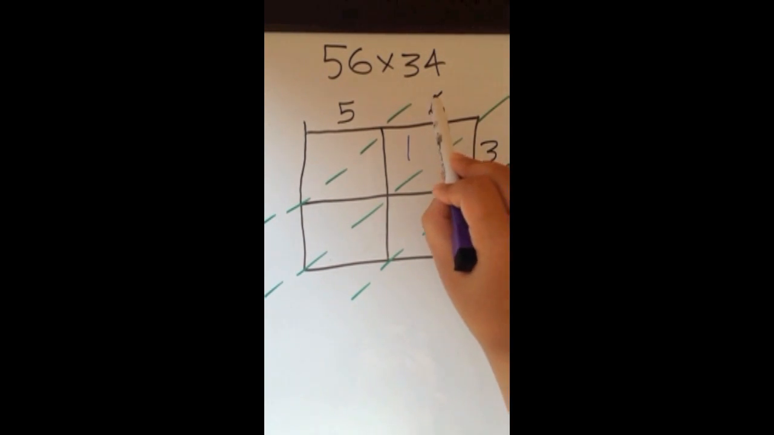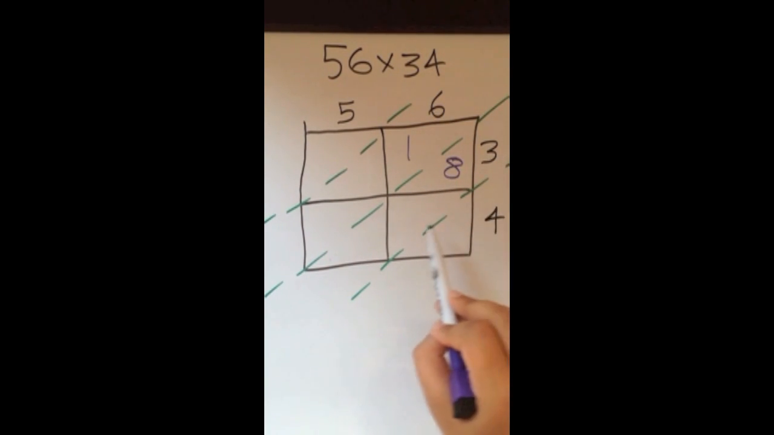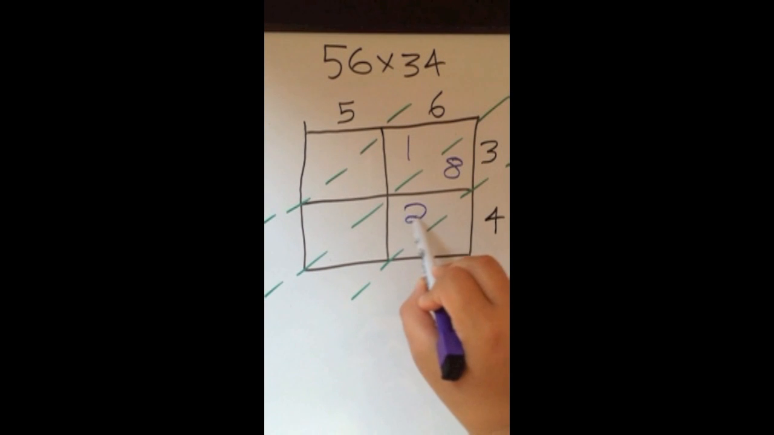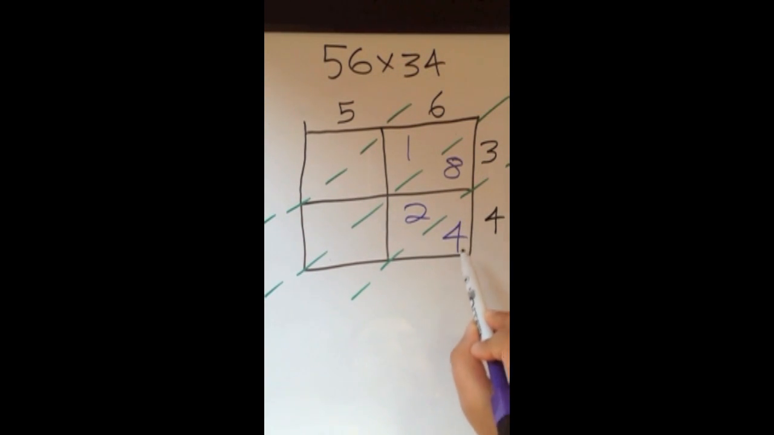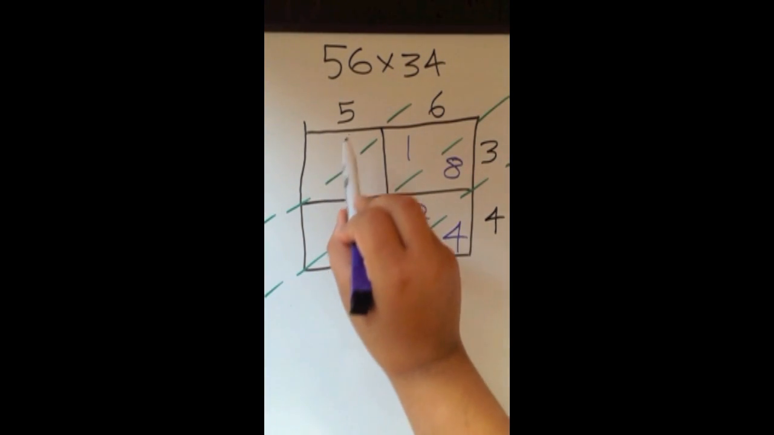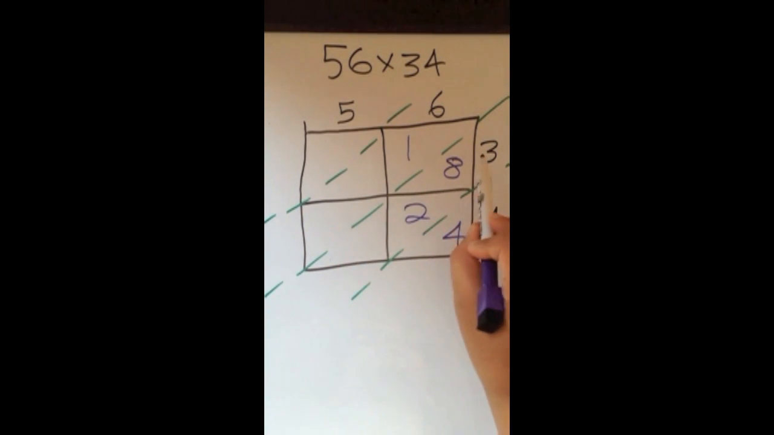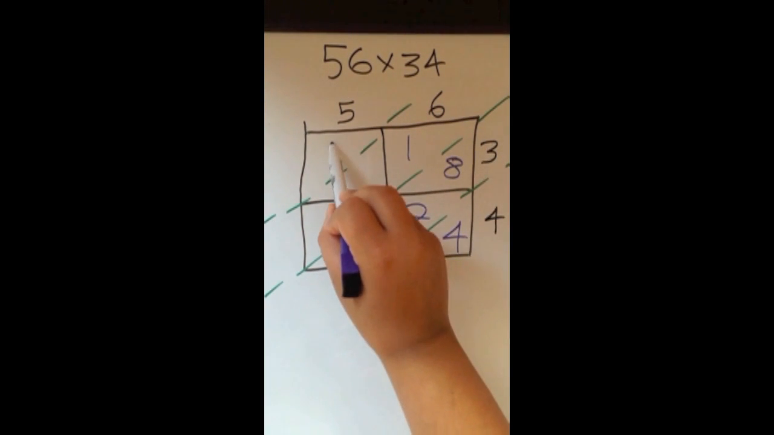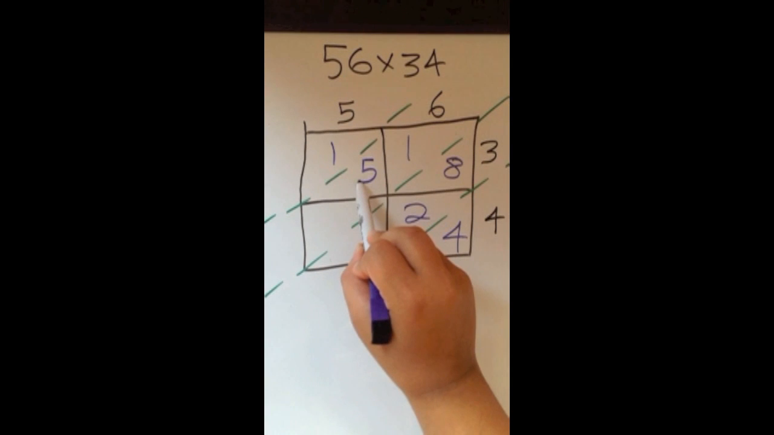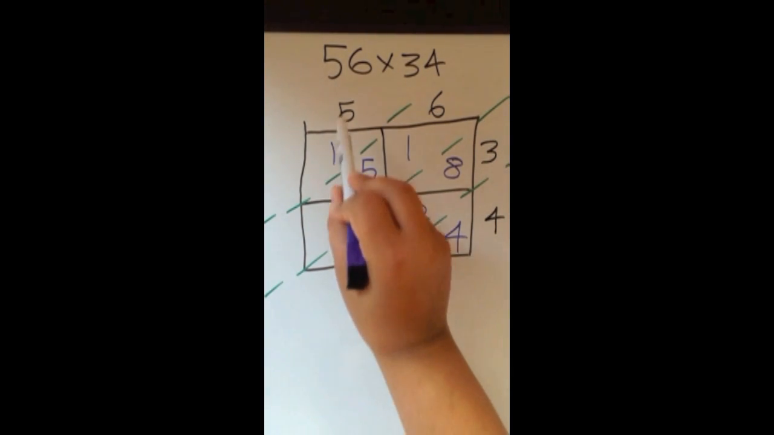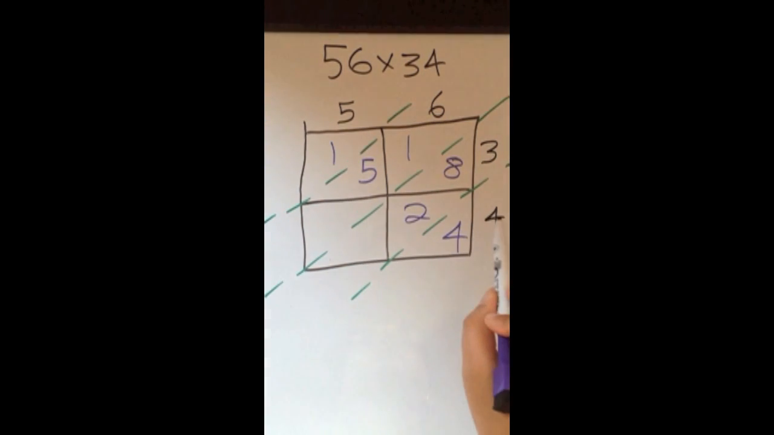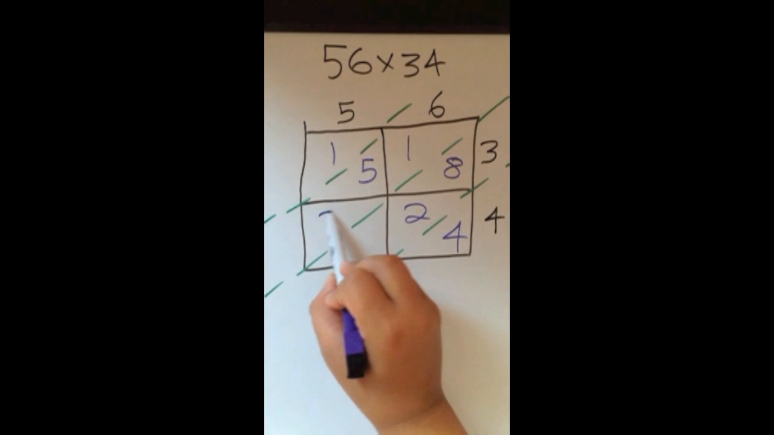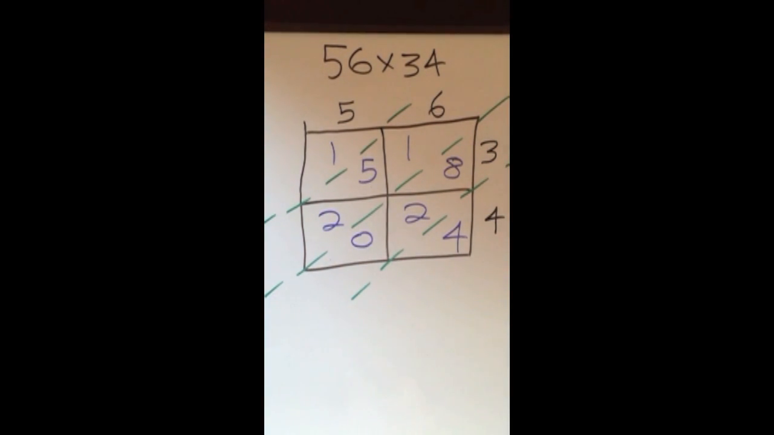Repeat the process for all the small squares. 6 times 4 is 24, so you put the 2 to the left of the diagonal and the 4 on the right. 5 times 3 is 15, so you put the 1 on the left of the diagonal and the 5 on the right. 5 times 4 is 20, so you put the 2 on the left and the 0 on the right.